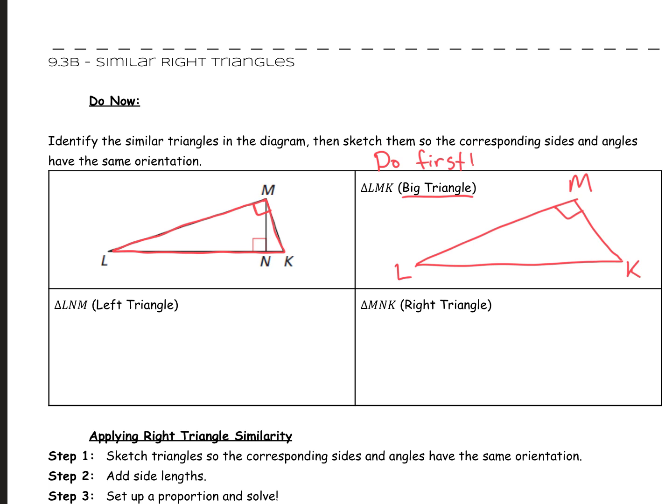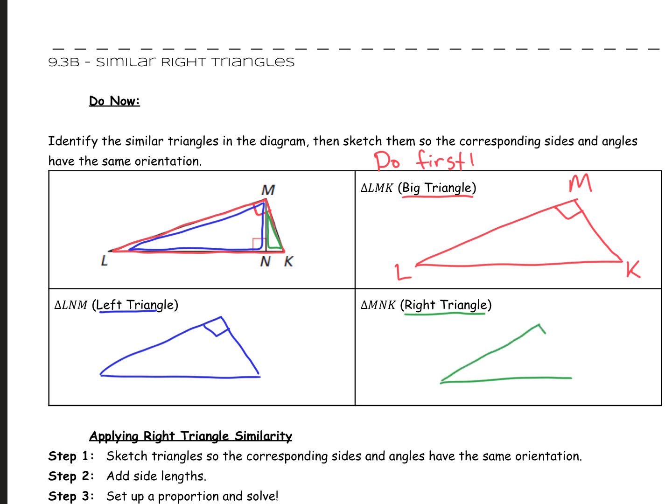Now what we have are two other similar triangles. We have the left triangle, which I'll do in blue here. And then we have the right triangle, which I'll do in green. I'll start with the left. We want both of these triangles, the left and the right, to look exactly like this. So all I'm going to do is draw two smaller triangles that look exactly like that. So straight line on the bottom, come up at an angle, then come down. It's going to look exactly like that. There's the blue, and then I'll do the same thing over here with the green. I want them to look almost exactly like this big red triangle up here.